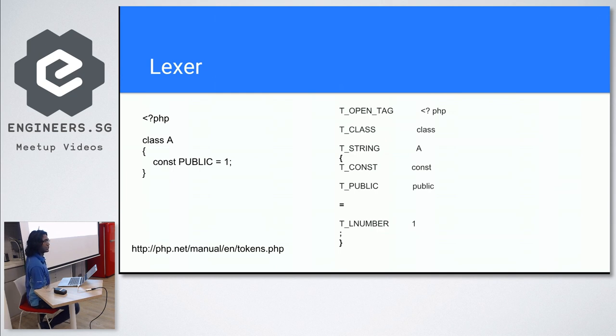Next, you have the class, which is T_CLASS. Then you have a string called A. And then you'll see this thing. One of the questions you would have is, everything else has a token, so why doesn't this have a token? It's because it's a single character. It doesn't make any performance difference, because it takes the same amount of space as if you put a token for it.